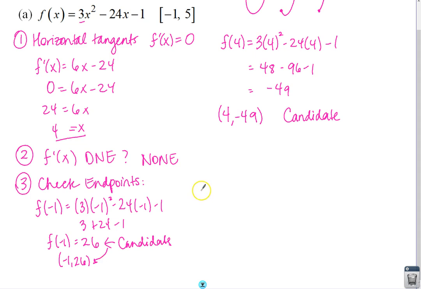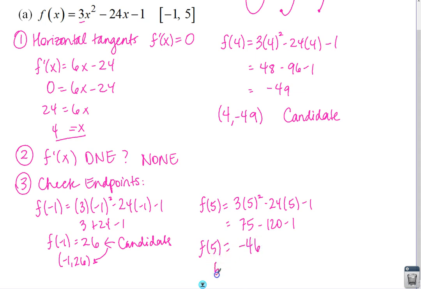And then I'm going to check my other endpoint, which was positive 5. So f of 5 is equal to 3 times 5 squared minus 24 times 5 minus 1. So 3 times 25 is 75 minus 120 minus 1. That gives me f of 5 is equal to negative 46. So my other candidate is (5, negative 46).